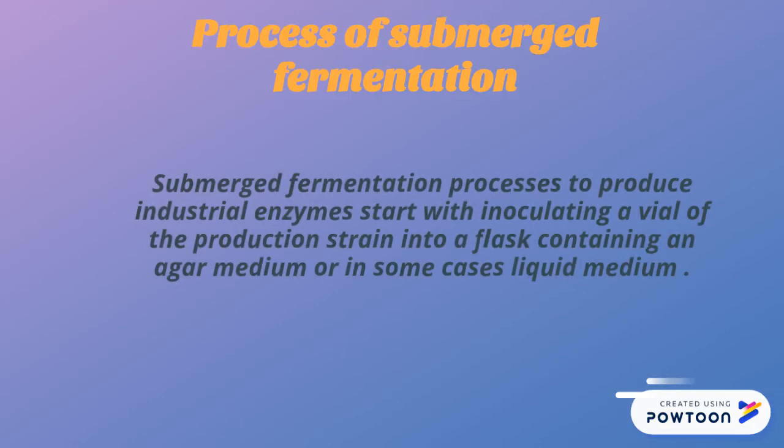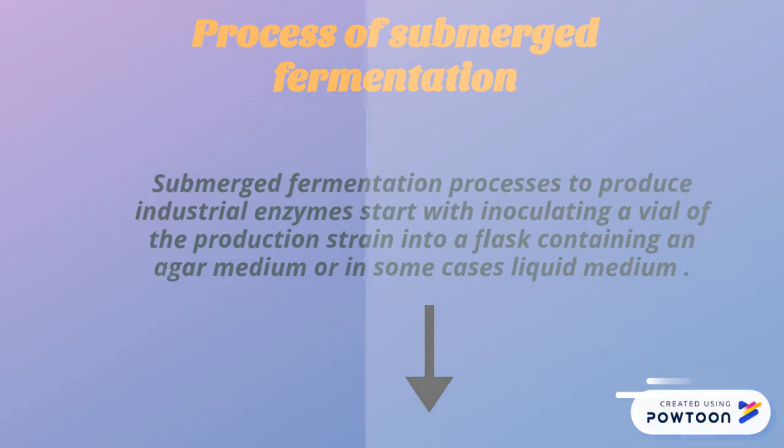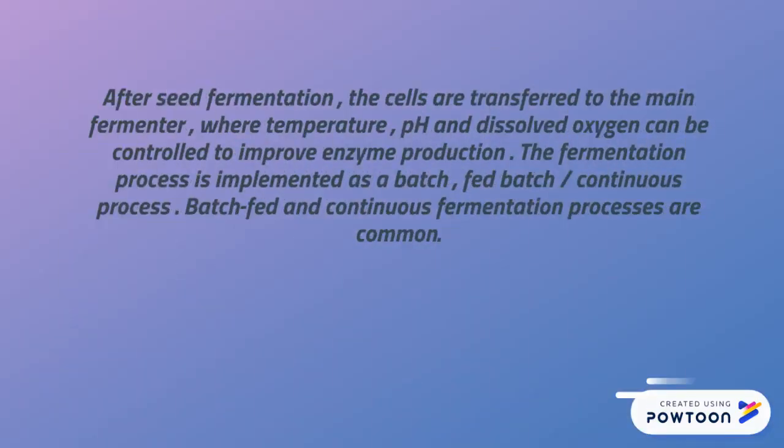In this process, submerged fermentation is used to produce industrial enzymes, starting by inserting a vial of the production strain into the flask containing agar medium or some sort of liquid medium. After seed fermentation occurs, the cells are transferred into the main fermenter where the temperature, pH, and dissolved oxygen can be controlled to improve the enzyme production. The fermentation process could be batch, fed batch, or continuous process. The batch and continuous fermentation processes are quite common.